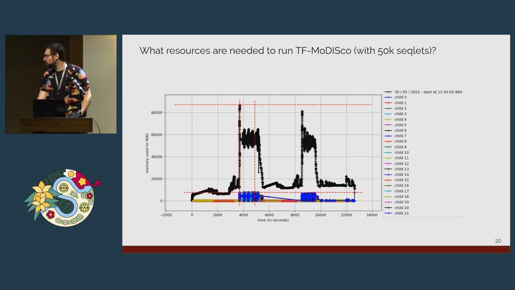I think I'm sort of running out of time. So suffice it to say that originally the implementation of TF-MoDISco was very research-based. It was written by a researcher, and so it ended up using 800 gigabytes of RAM, which was a little bit too much for people. And so here, this is a more reduced example.